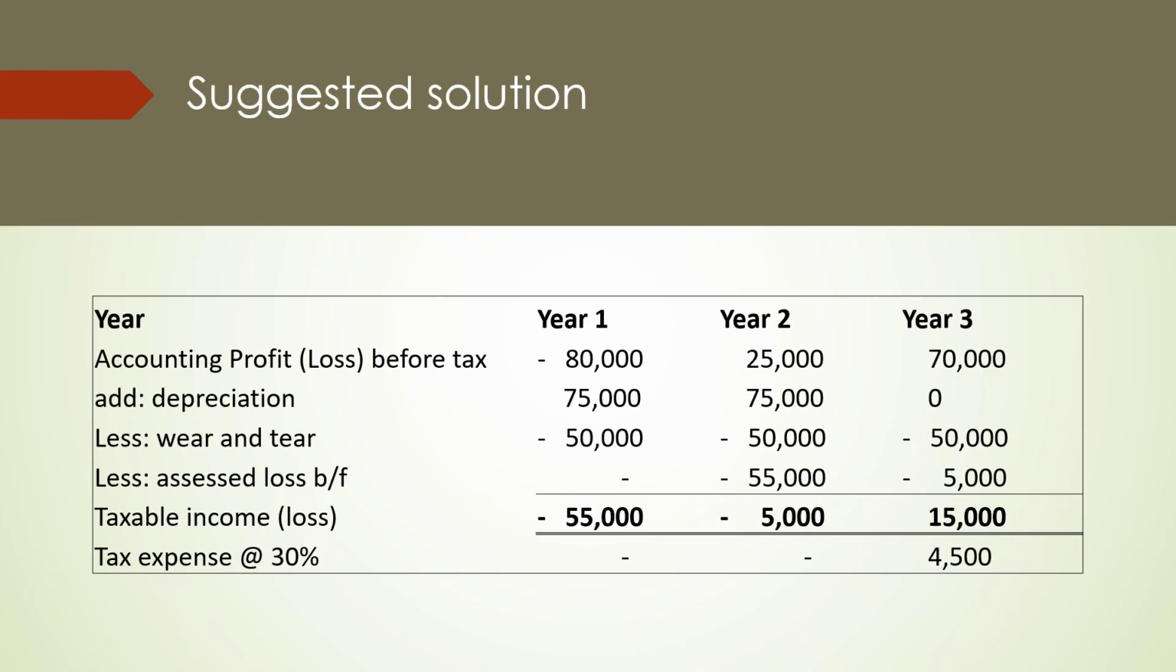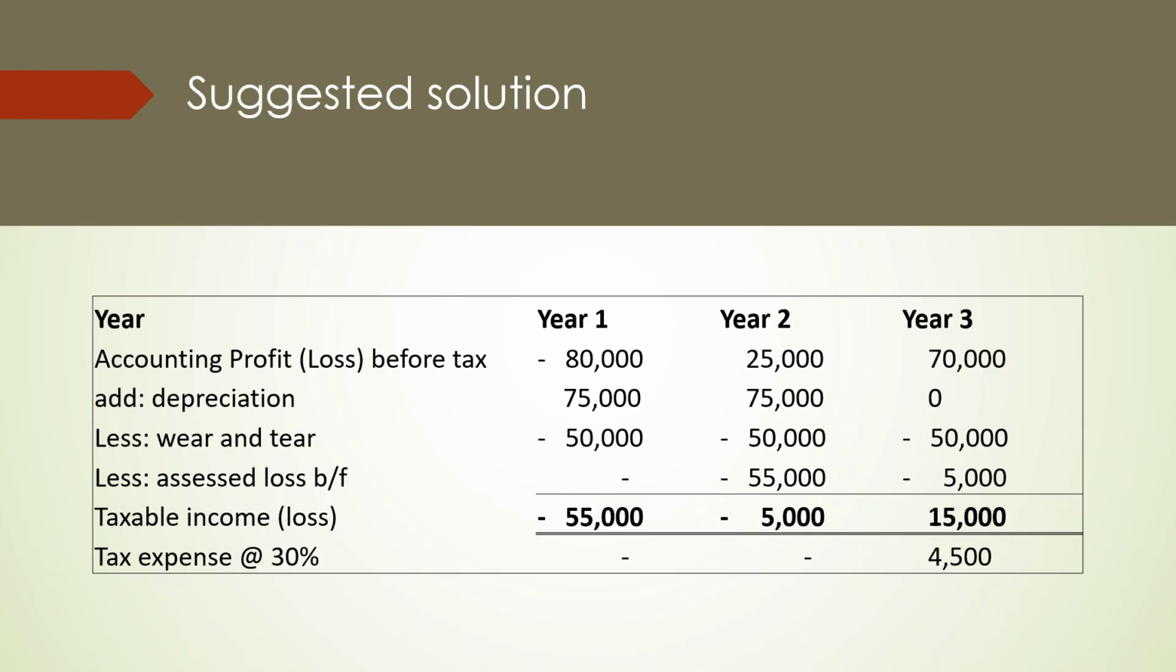In year 2, we start with our accounting profit before tax of 25,000. And then we add back our depreciation of 75,000 and subtract our wear and tear allowance of 50,000. We also subtract our assessed loss that was brought forward of 55,000. This gives us a loss of 5,000, which we can move forward to year 3.